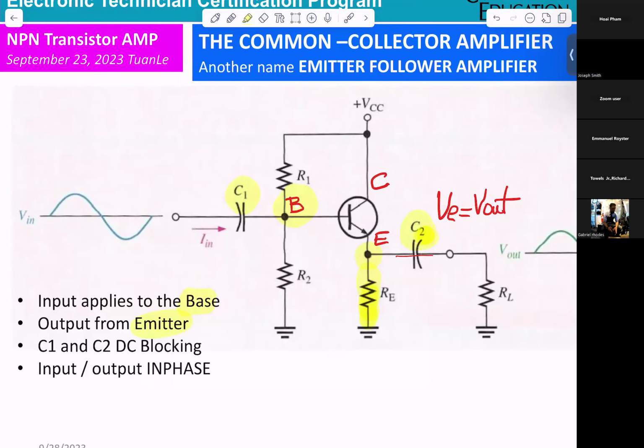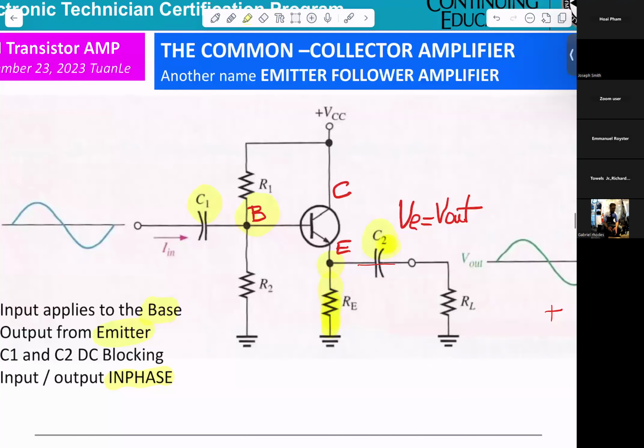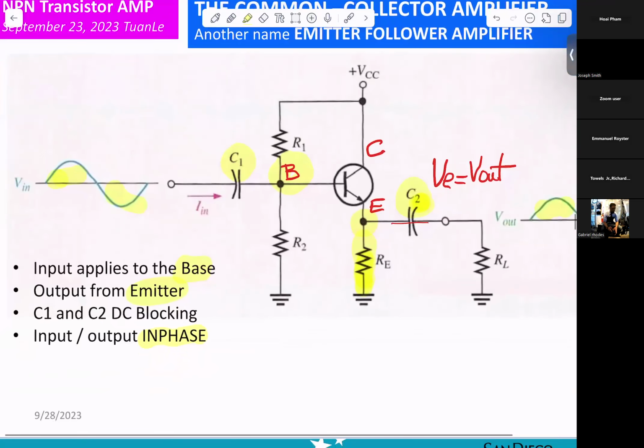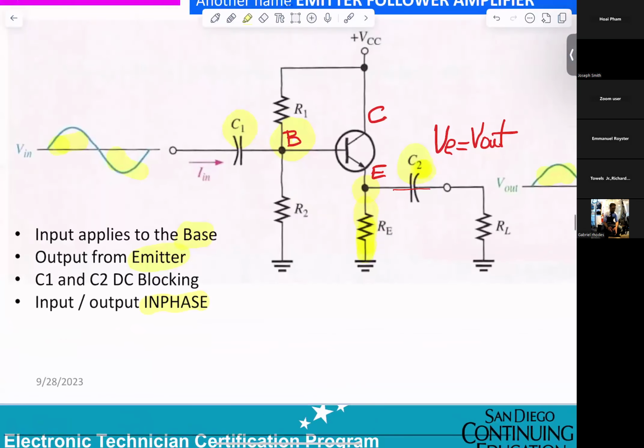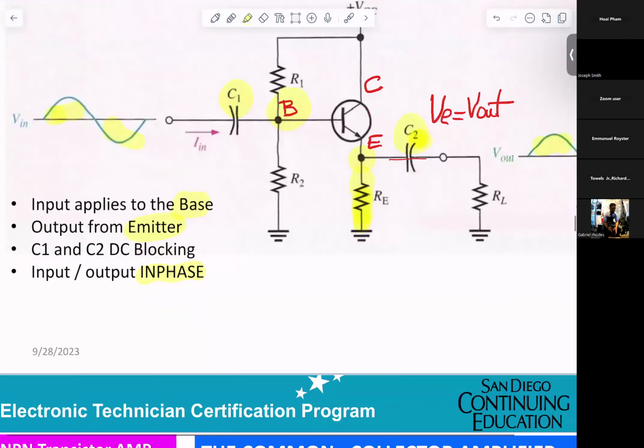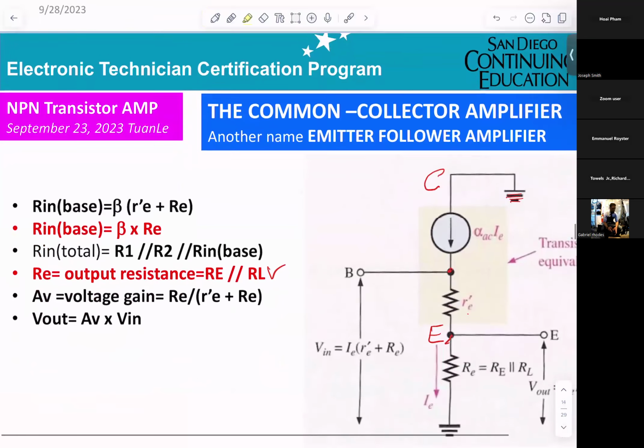Input and output will be in phase. Input goes up, output goes up; input goes down, output goes down. It's not like the common emitter. So that's a very, very simple common collector.